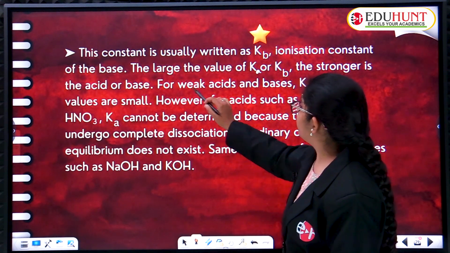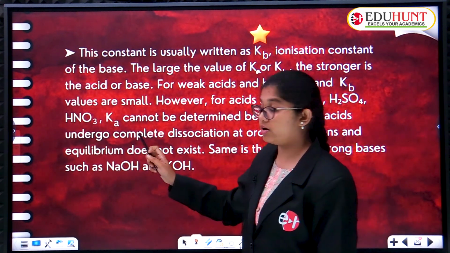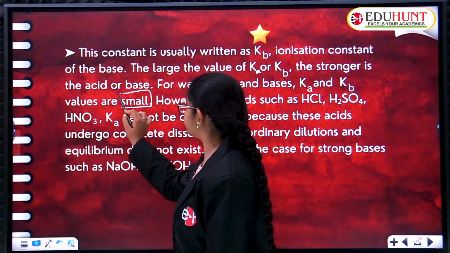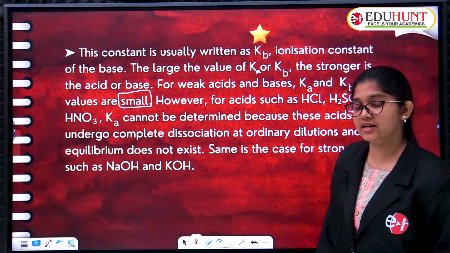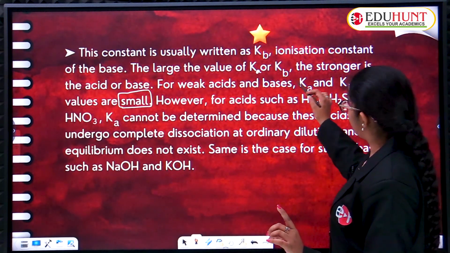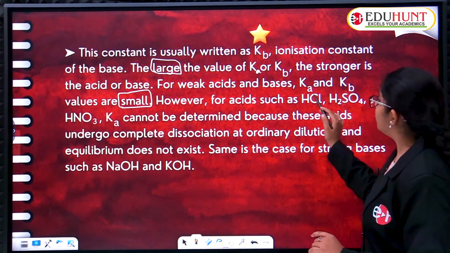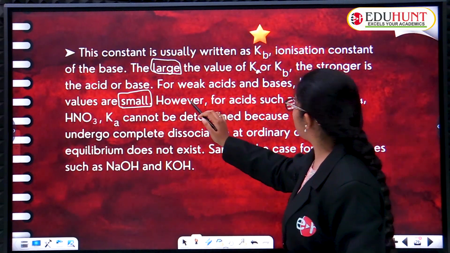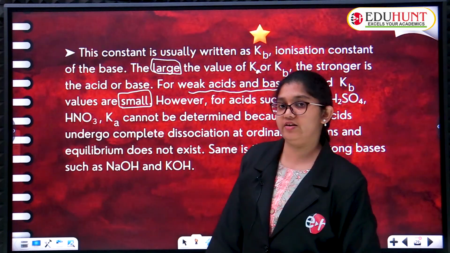For weak acids and bases, Ka and Kb values are small. Remember, very important. For strong acids or strong bases, the Ka and Kb values are large. And for weak acids or weak bases, the Ka and Kb values are small respectively.